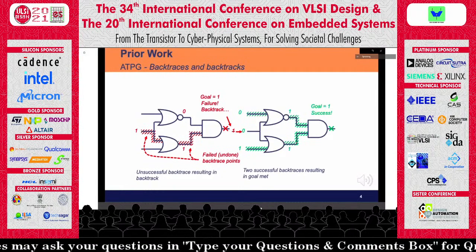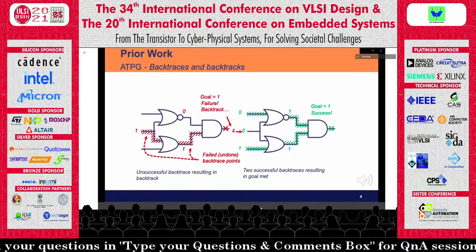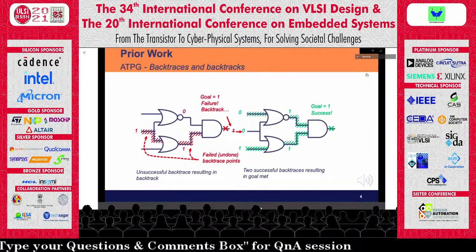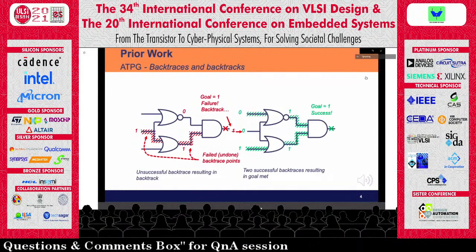However, this ideal situation presumes no backtracks occur during ATPG. When the backtracing subroutines reach a circuit input and assign it a value, this assignment may block the current or future objectives.